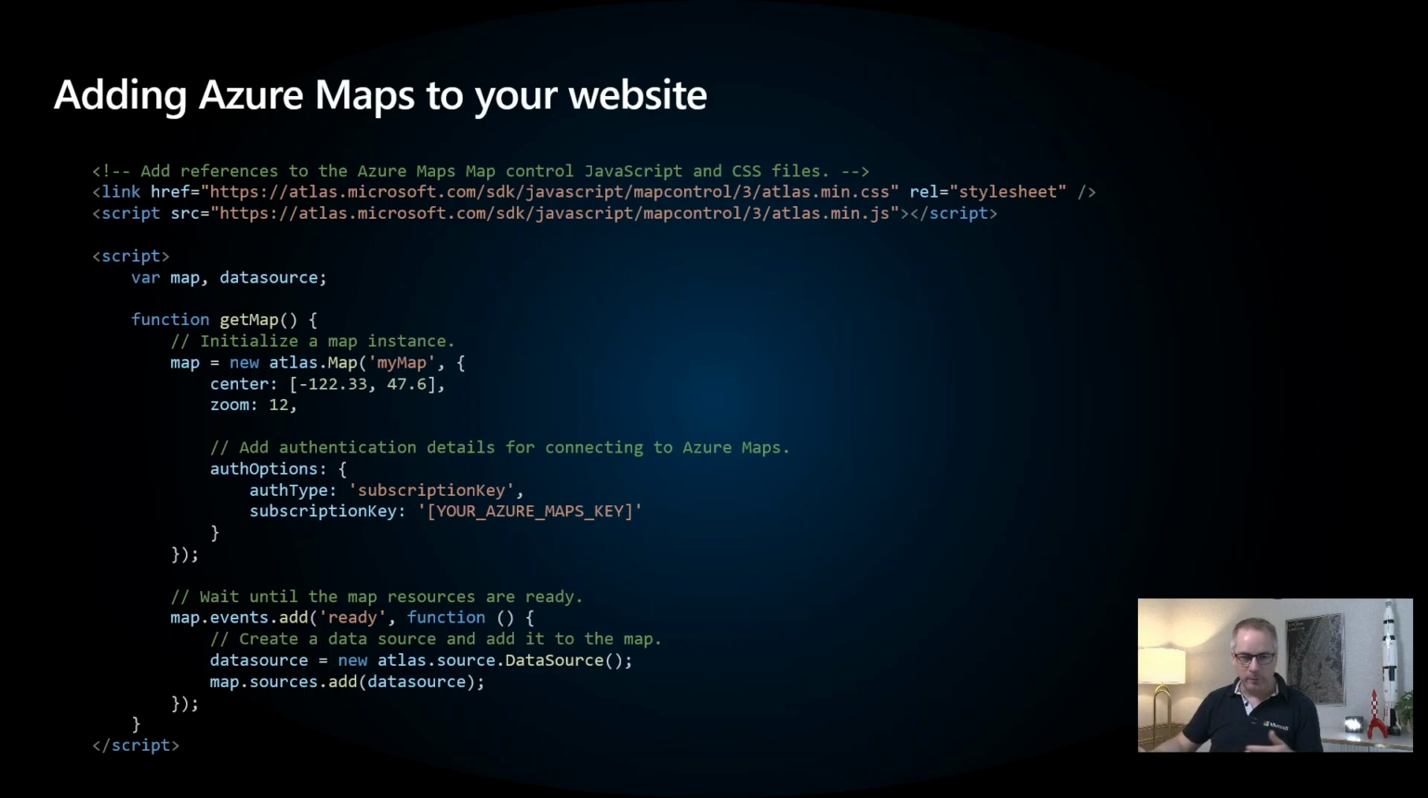So we basically update on a monthly basis, adding new features to the Azure Maps control. Then that version number you don't need to change. If you stay on 3, you will always get the latest version of version 3.